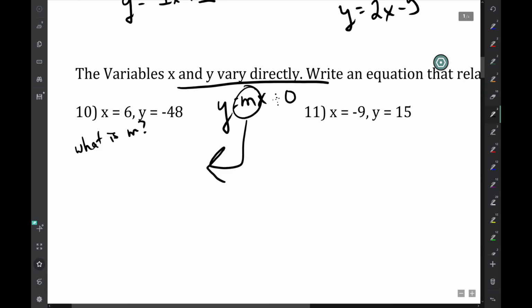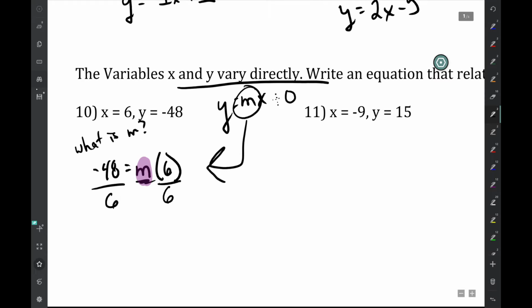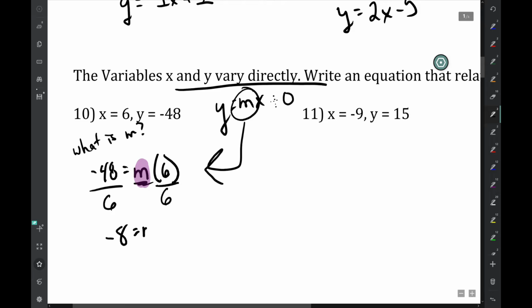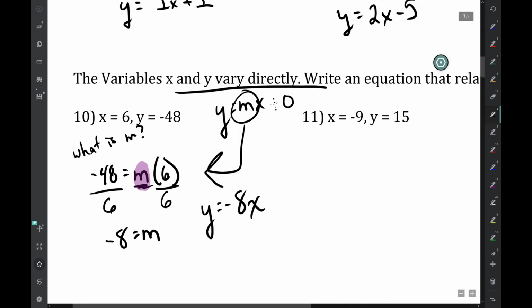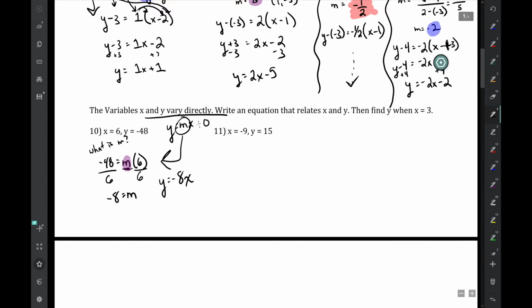What is the slope? What is m? Okay, so really it's like taking negative 48 equals the slope times 6, and we're going to solve for the slope. So we do that by dividing each side by 6. Negative 48 divided by 6 is negative 8 equals m. So our equation is y equals negative 8 times x. That's the equation.